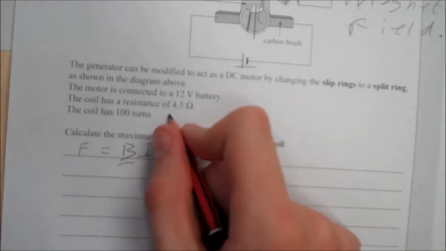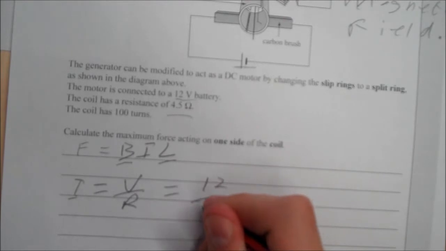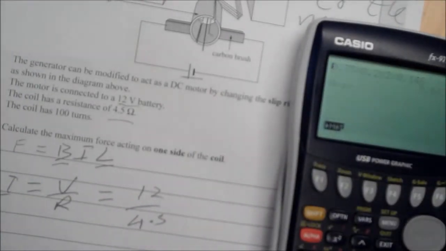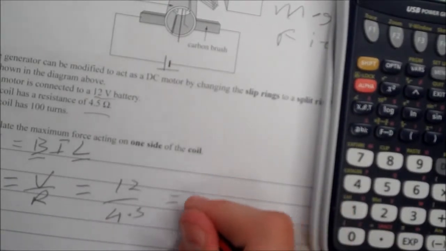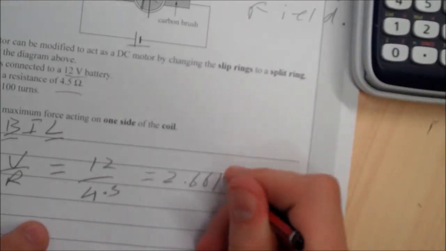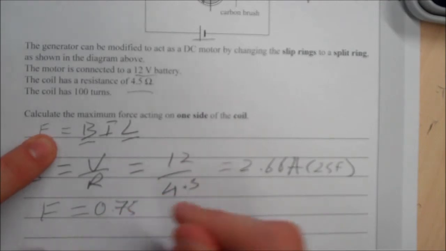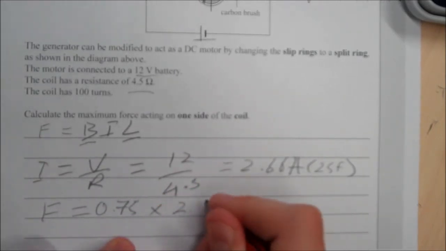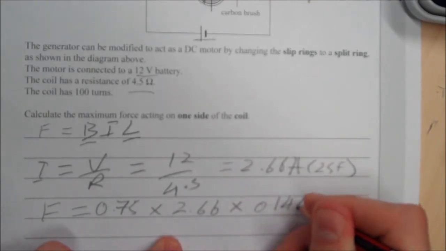That shouldn't be a problem because they give us the resistance and the voltage. So I is equal to V over R, which is equal to 12 over 4.5. So 12 divided by 4.5 is 2.66 to 3 significant figures, amps, or amperes. Then the force is going to be 0.75 tesla, from the last example, but that hasn't changed, times 2.66 times the length, which was 0.146 meters.